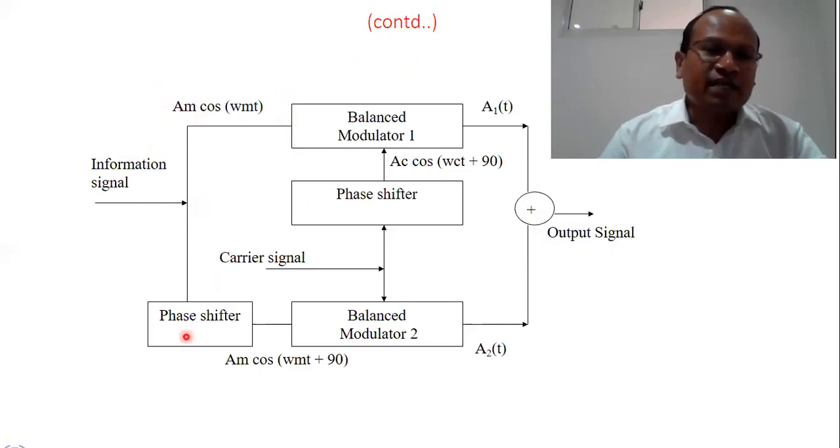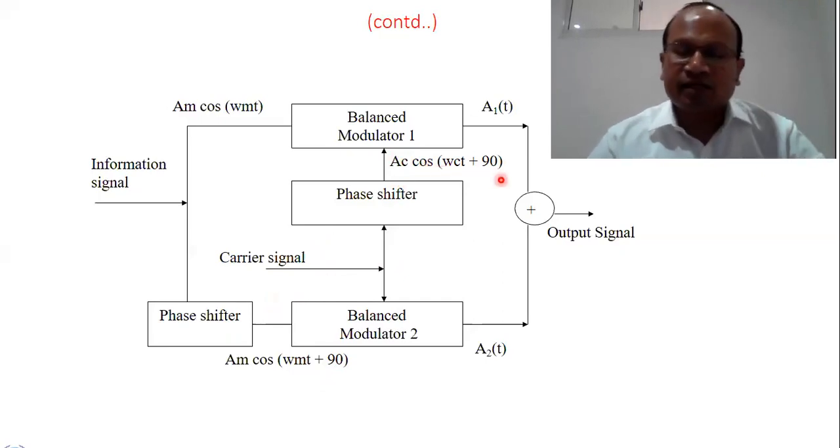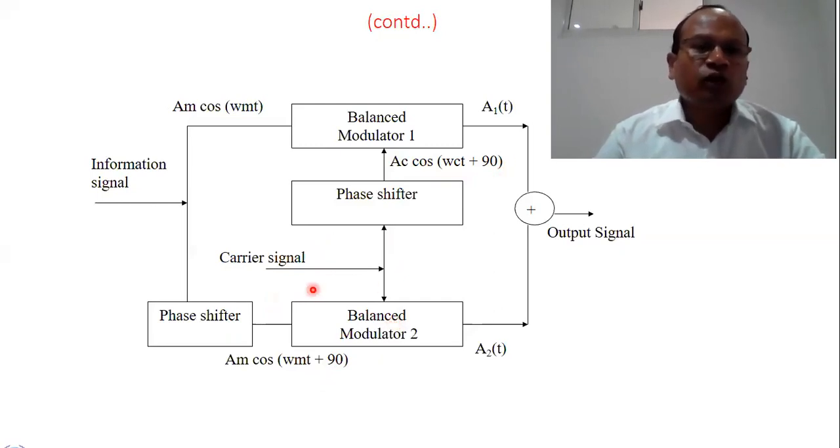Now, it is sent to the phase shifter, right? Phase shift is taking place. There is some phase shift. So it produces Am cos(omega mt plus 90 degrees). Similarly, the original carrier is sent to a balance modulator, and then after the phase shift by the phase shifter, the signal generated is Ac cosine(omega ct plus 90 degrees).